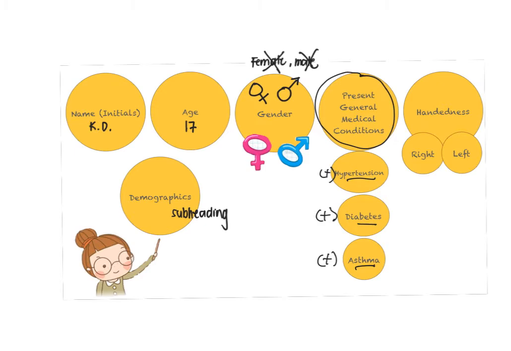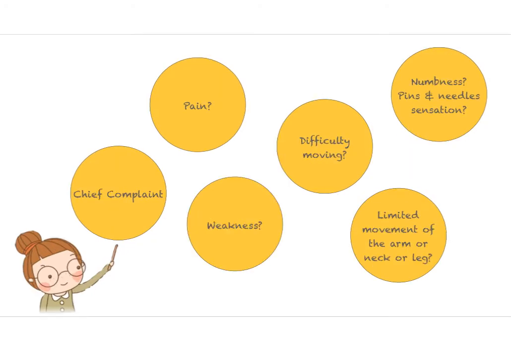And then what's next after present general medical conditions is the handedness. Is the patient right-handed, or is the patient left-handed? So these are the findings under demographics, the first subheading. The next subheading after demographics is the chief complaint.